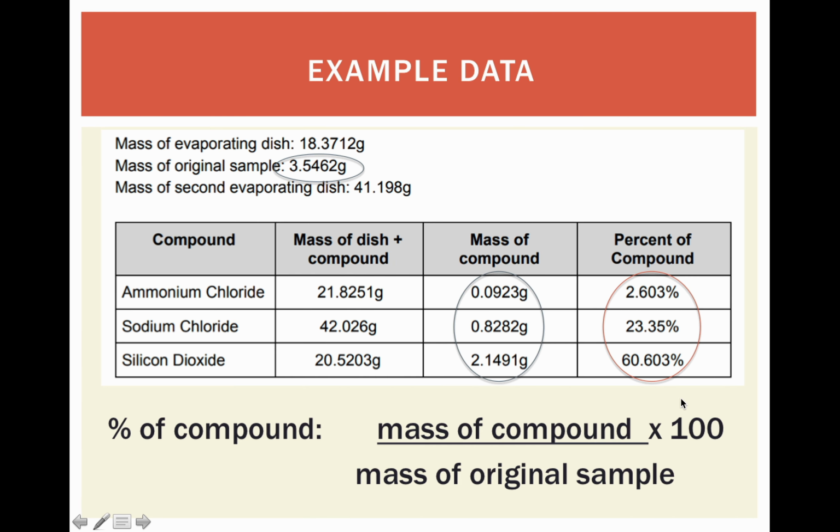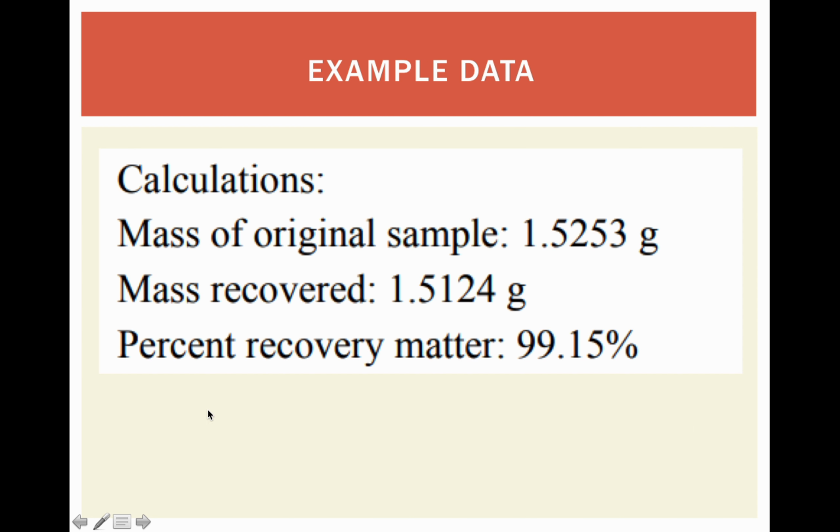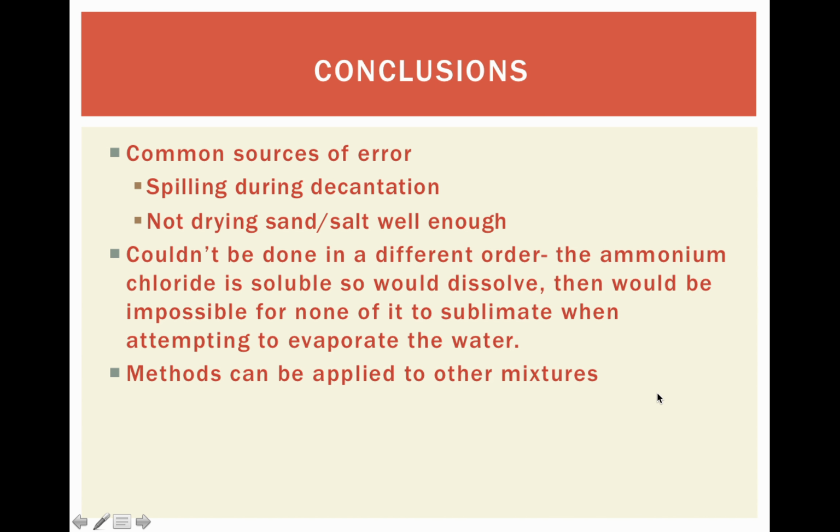To get the percents, we simply had to take the masses of our compounds, divide by the mass of our original sample, and times it by 100. And that would give us the percent of our sample that was those substances. Okay. We also did some calculations to figure out how much recovery we got by taking the difference between the mass of our original sample and the mass that we recovered in order to get our percent recovery.